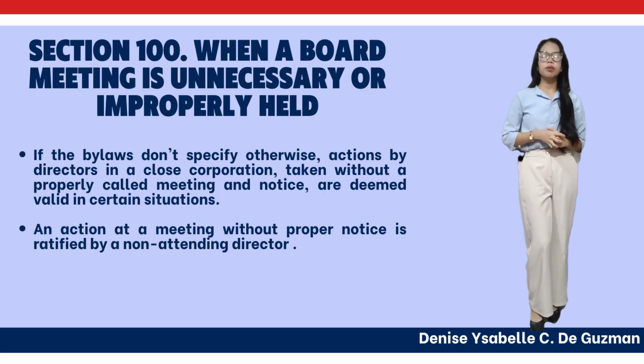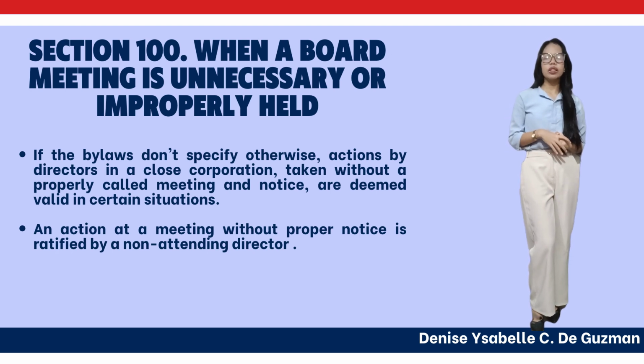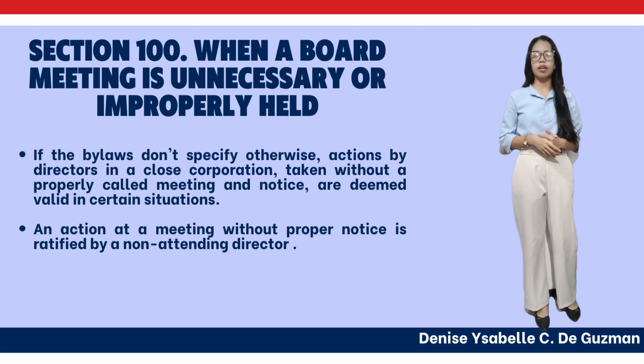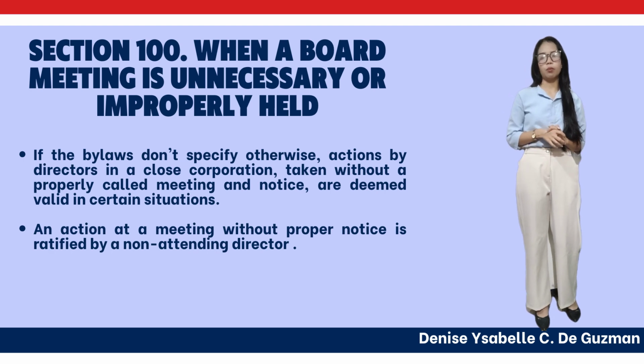Section 100. When a board meeting is unnecessary or improperly held. If the bylaws don't specify otherwise, actions by directors in a closed corporation taken without a properly called meeting and notice are deemed valid in certain situations. This includes obtaining written consent from all directors, the knowledge of stockholders without objection, directors being accustomed to informal actions with stockholders' agreement, or all directors having knowledge without objection. An action at a meeting without proper notice is ratified by a non-attending director unless they promptly submit a written objection after becoming aware of the action.